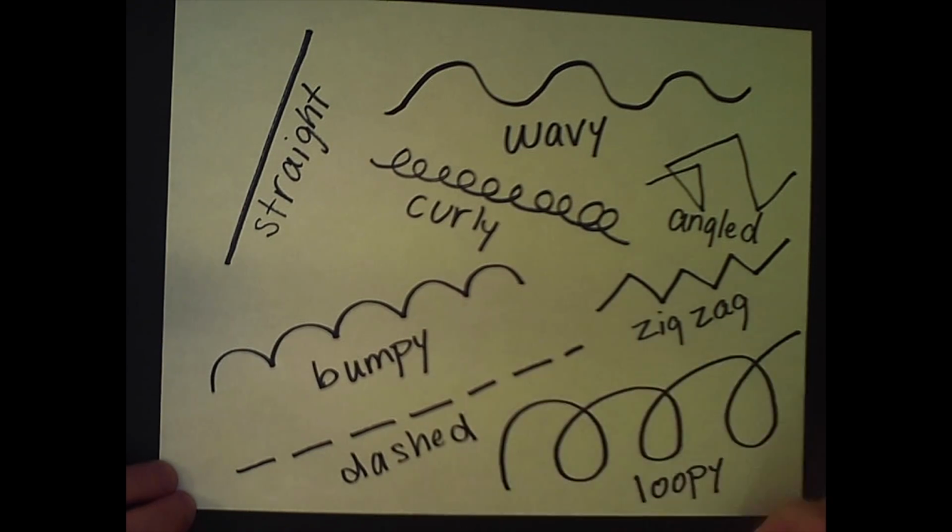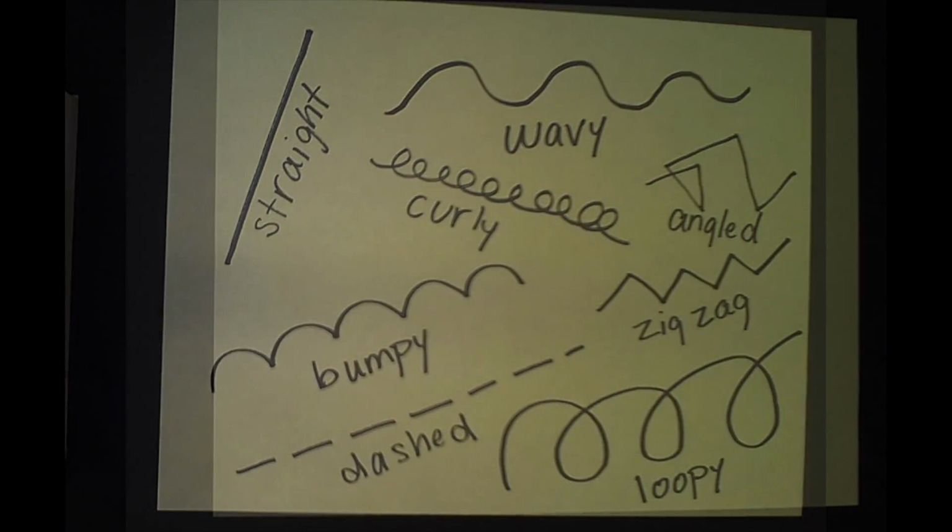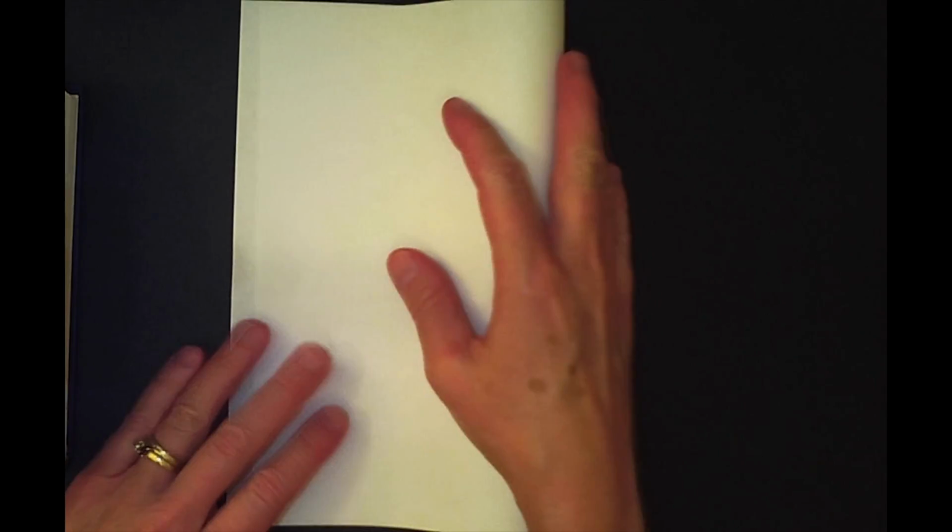And that's a dashed line. So we have a lot of lines to work with right now. Now with our second sheet of paper, we're going to just need half of it. So we're going to fold it in half.